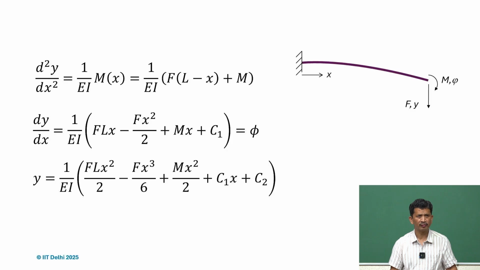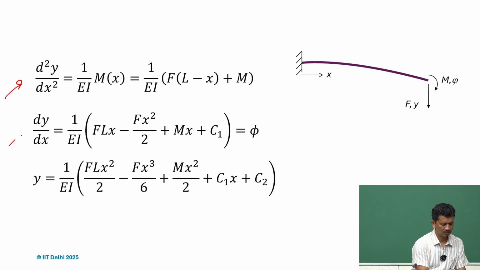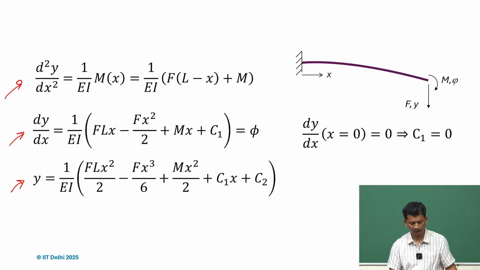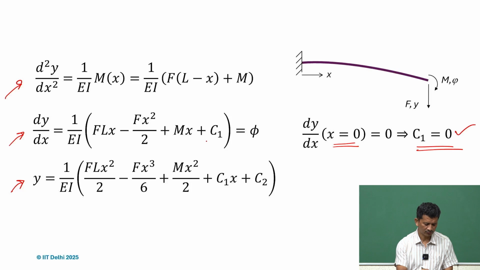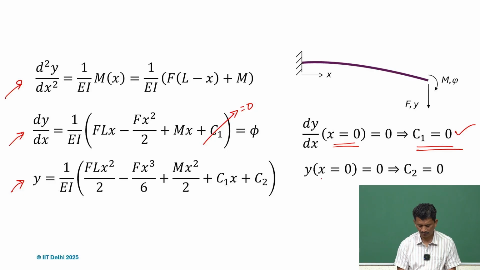So these are what we get once we integrate: d2y by dx squared, dy by dx, and y. And the boundary condition at point x equal to 0, the angular deflection or the slope dy by dx is 0. Therefore, we get c1 equal to 0. Similarly, if we see the deflection here, that also leads to c2 equal to 0. So both are 0.